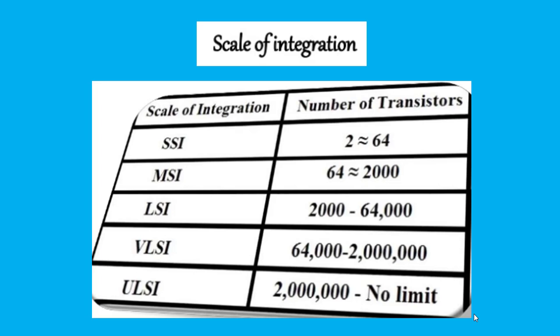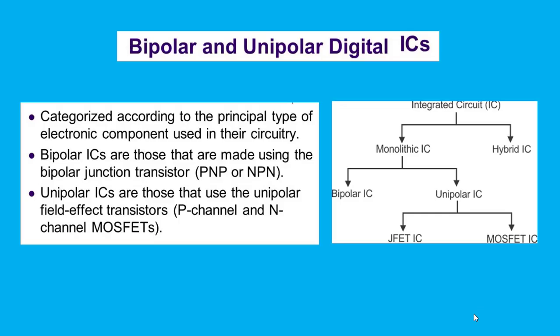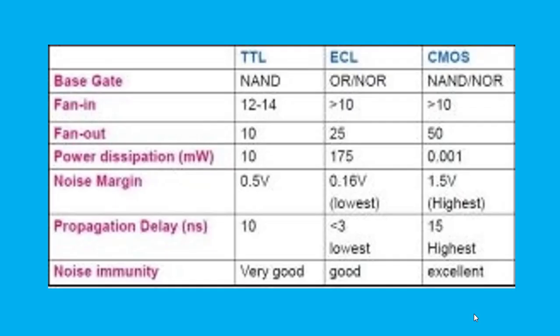Digital ICs can also be categorized according to the principal type of the electronic component used in their circuitry. They are A. Bipolar ICs, which use BJTs. B. Unipolar ICs, which use MOSFETs. Several integrated circuit fabrication technologies are used to produce digital ICs. Presently, digital ICs are fabricated using TTL, ECL, IIL, MOS and CMOS technologies.